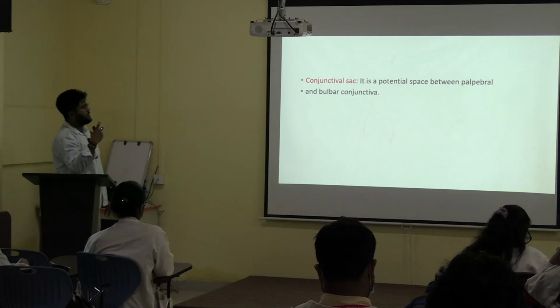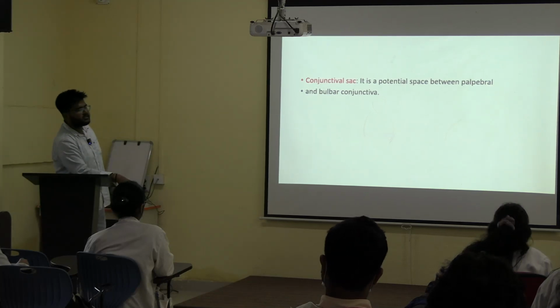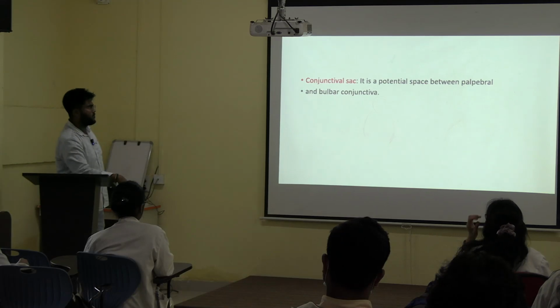Next, the conjunctival sac. This is the potential space between the palpebral and the bulbar conjunctiva. Next class, I'll discuss the conjunctiva. These are the two parts of the conjunctiva.